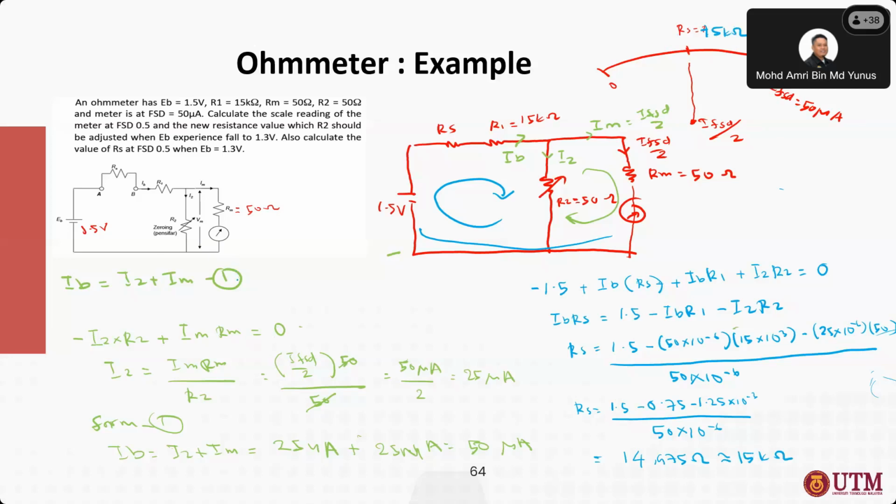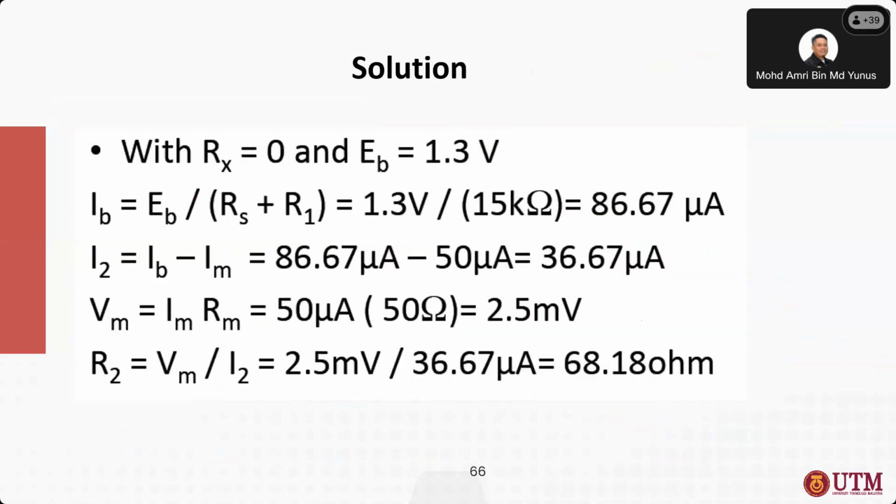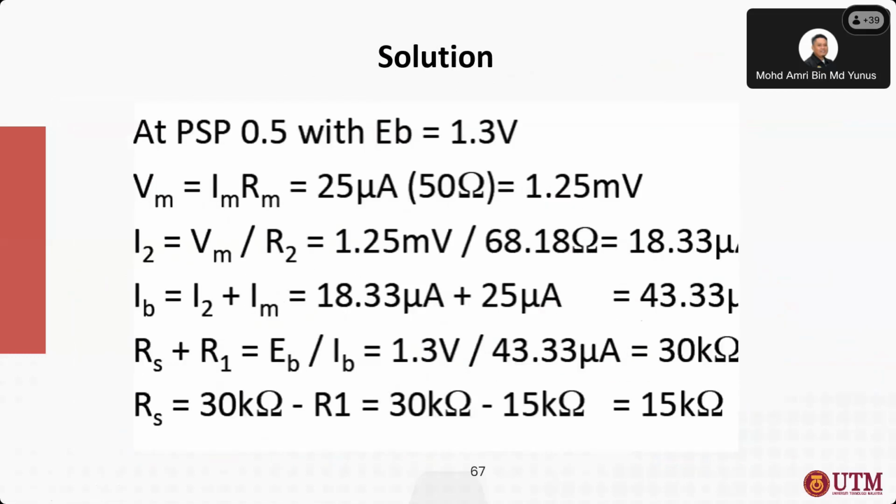So that's how this parallel ohmmeter is designed, and I believe you can calculate the value of R2 if the EB is dropped to 1.3 volts, and then you can find the solution there. Okay, what is the value of R2?